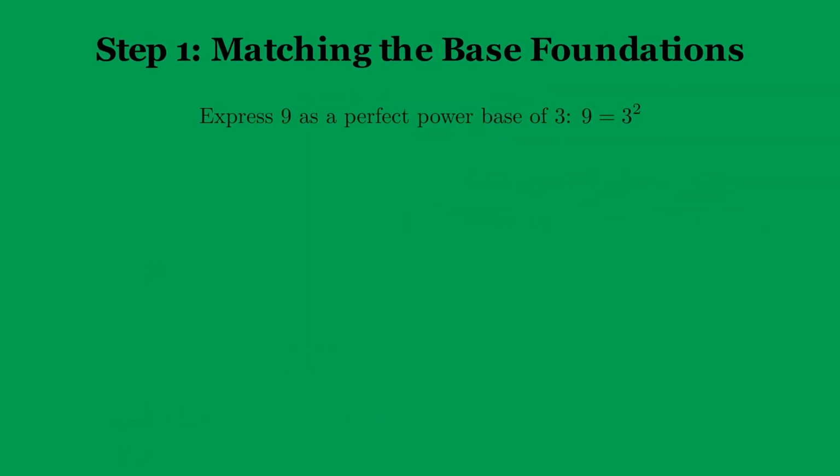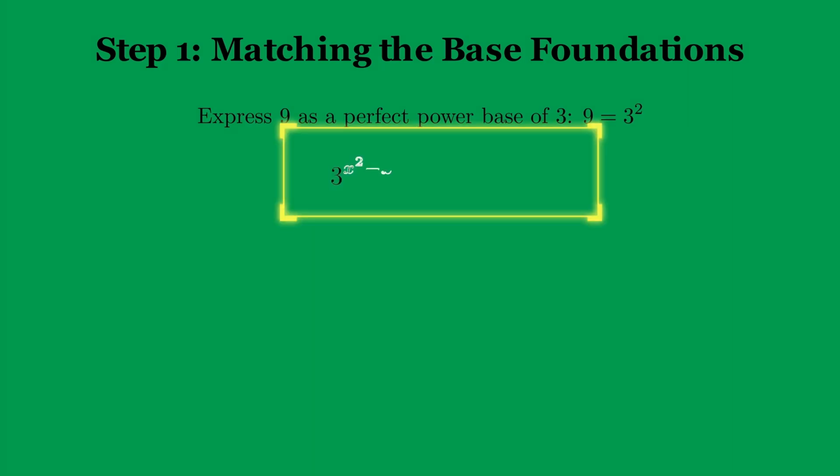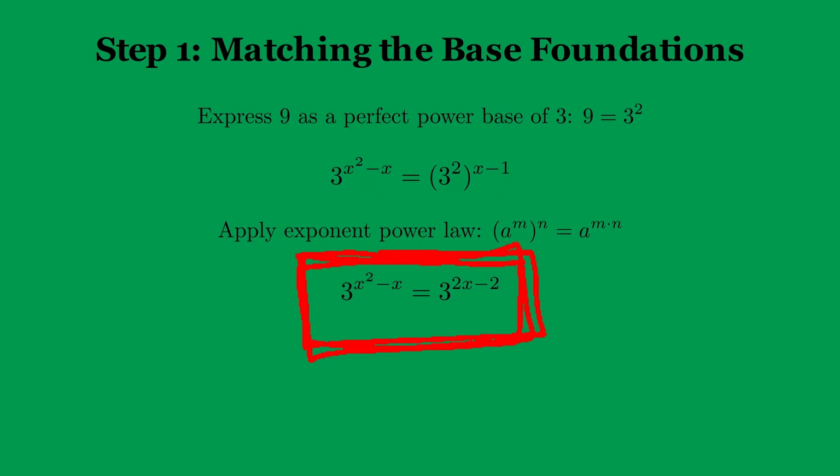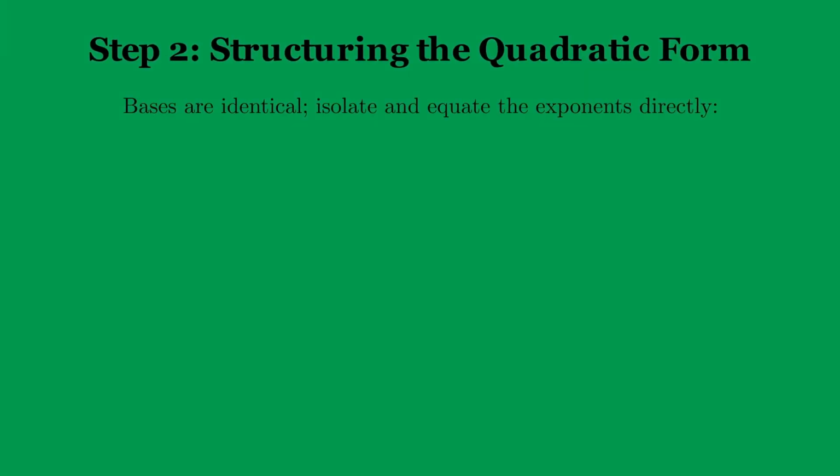Step 1. Rewrite the bases. Notice that 9 equals 3 squared. Rewrite the equation as 3 raised to the power of x squared minus x equals (3 squared) raised to the power of x minus 1. Apply the power of a power rule. This becomes 3 raised to the power of x squared minus x equals 3 raised to the power of 2x minus 2.